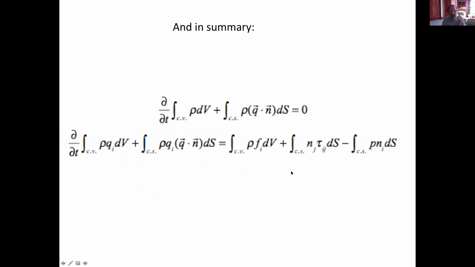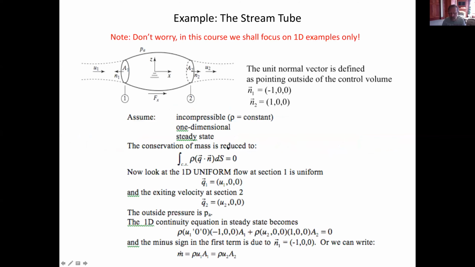Oh, first I have a summary. Okay, so here's a summary, which I just said earlier. So conservation of mass.